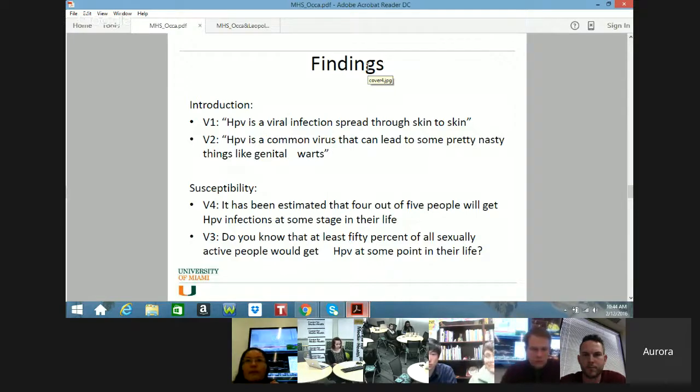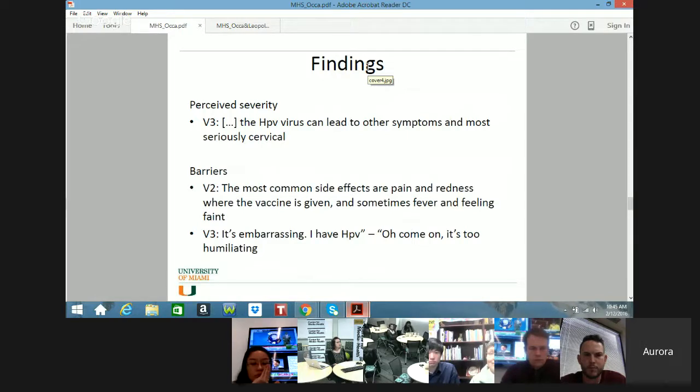So, for example, susceptibility. In video 4, persons are saying it has been estimated that 4 out of 5 people will get HPV infection at some stage of their life, showing this susceptibility. That means people, the target audience, adolescents, can be affected by this disease. The perceived severity: HPV can lead to other symptoms and most seriously to cervical cancer.